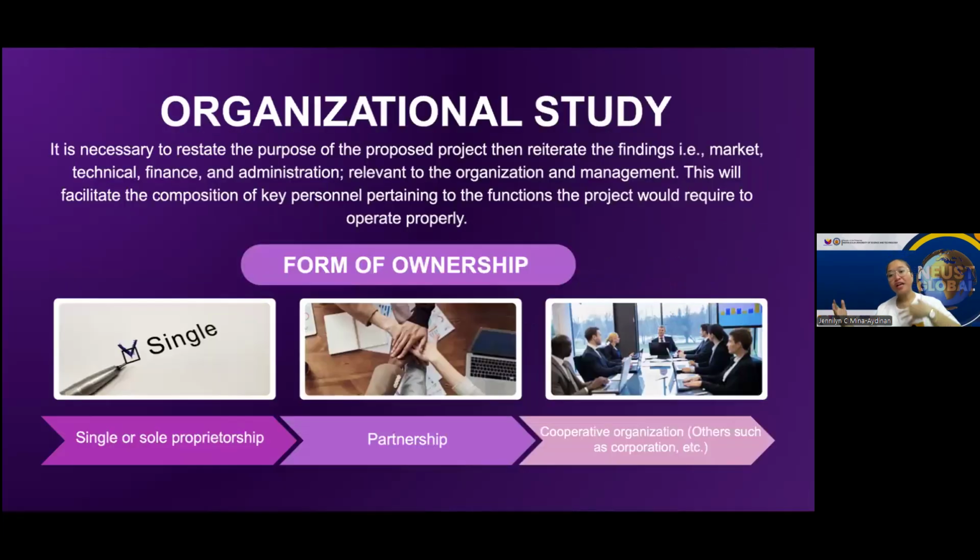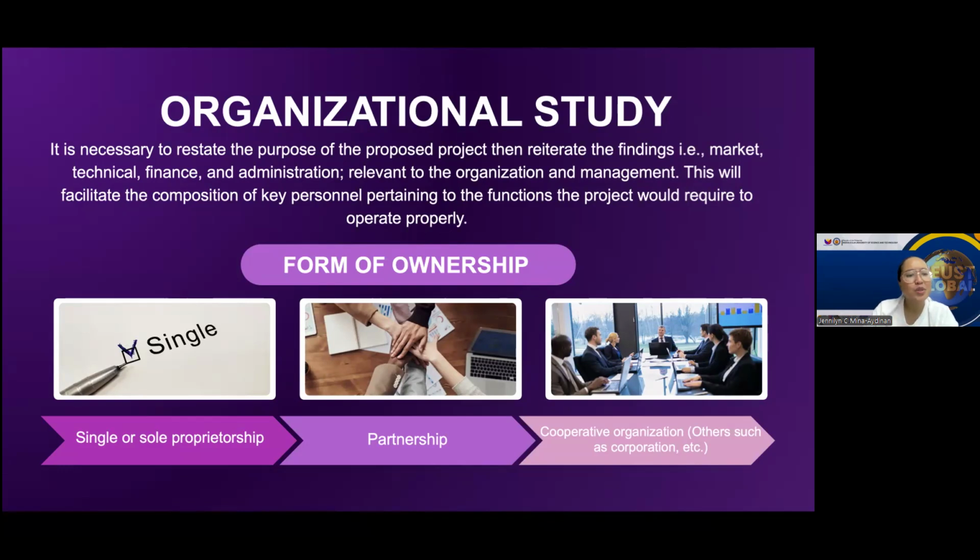Now let's proceed to organizational study. Organizational study focuses on defining the structure and key roles required for a project to function effectively. It involves reviewing the project's market, technical, financial, and administrative findings to establish an appropriate management structure. The form of ownership, such as sole proprietorship, partnership, corporation, or cooperative, must be selected based on the project's needs and goals.